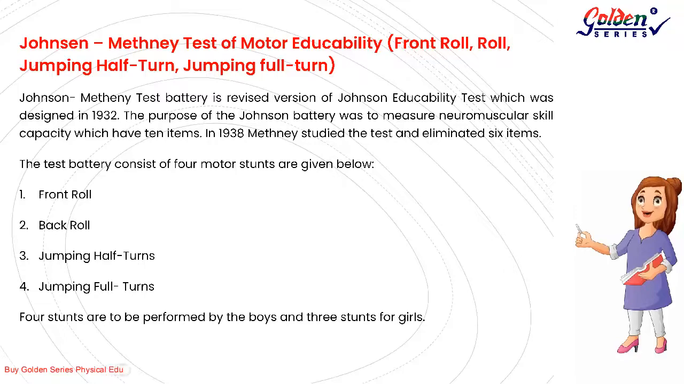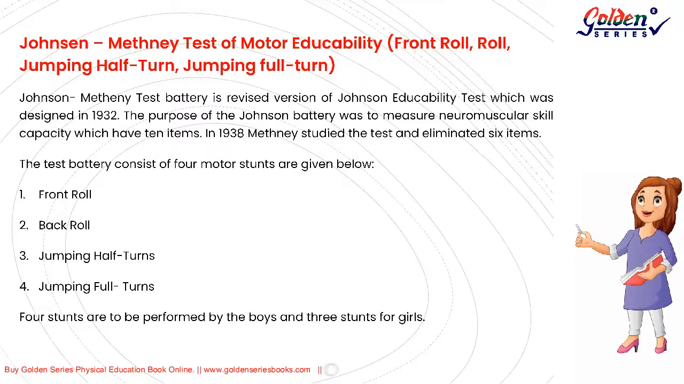Johnson-Metheny test of motor educability: front roll, back roll, jumping half turn, jumping full turn. The Johnson-Metheny test battery is a revised version of the Johnson educability test, which was designed in 1932. The purpose of the Johnson battery was to measure neuromuscular skill capacity, and it had 10 items. In 1938, Metheny studied the test and eliminated 6 items. The test battery consists of 4 motor stunts, given below.